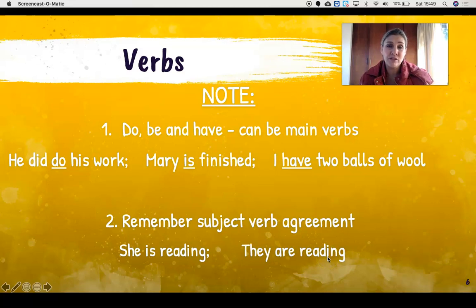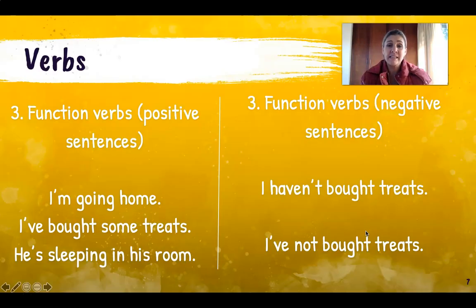So those are the first two things to remember. Auxiliary verbs can be the main verb, and you need to really be careful about your subject-verb agreement. The third thing to remember is that your auxiliary verbs are often function verbs. So they can be in the positive or negative tense. And what I mean by function verbs is you can join them as a contraction.